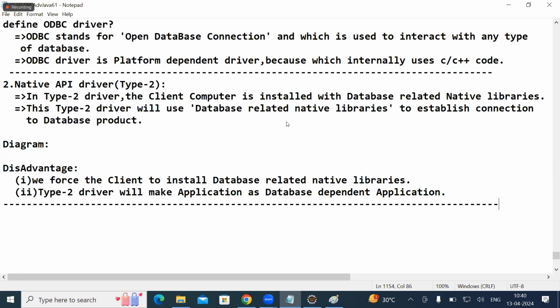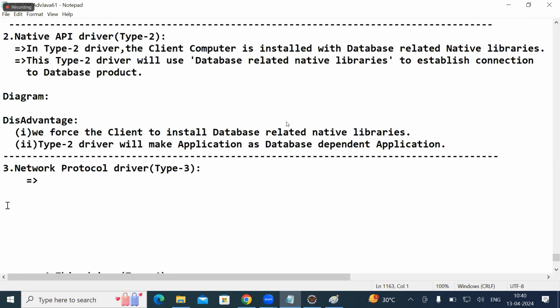Today, many ORM tools have come. How can you make one application dependent? It is not possible. Then comes the third way, known as the network protocol driver.